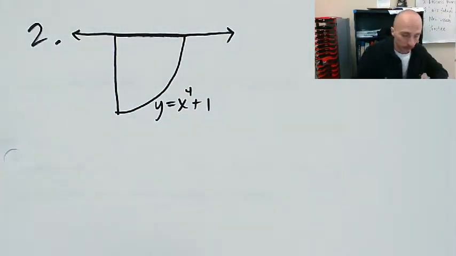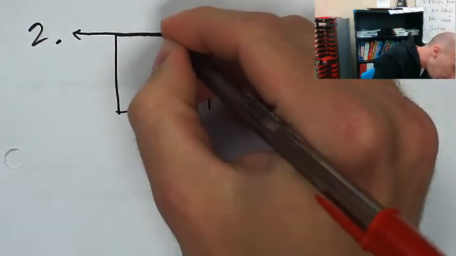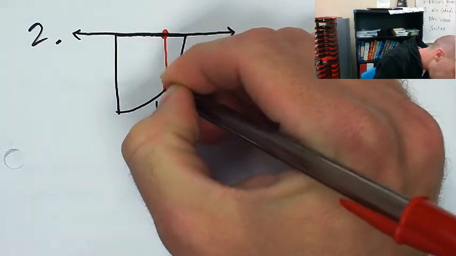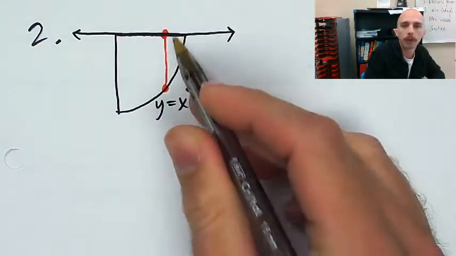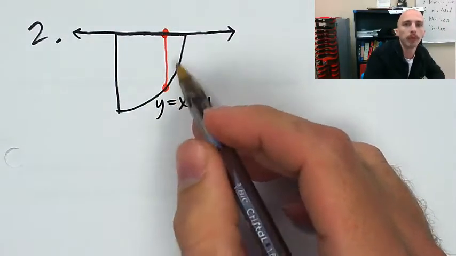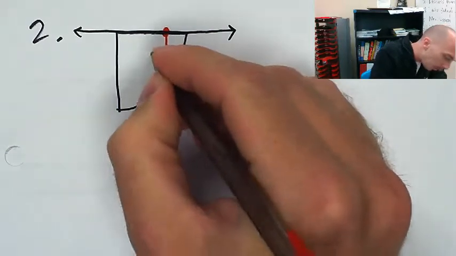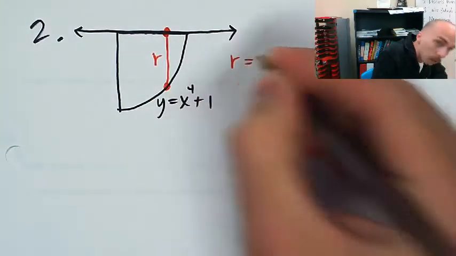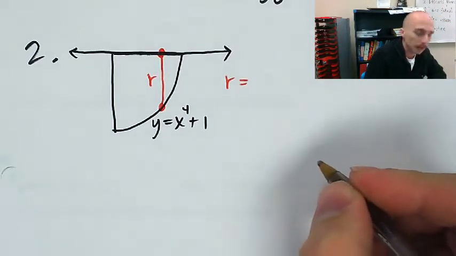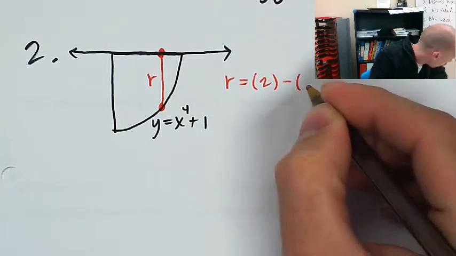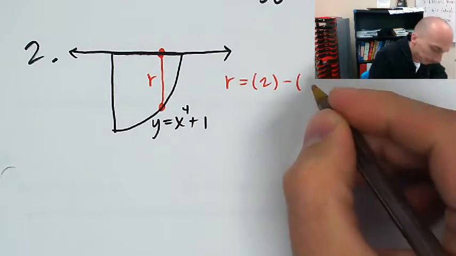Since this is a disk scenario, I'm going to need to draw in my radius. Start at the axis and reach all the way to the far edge of the region that you're rotating around that axis, and I'll label our r there. r is going to equal top minus bottom. On top I've got y equals 2, and on bottom I've got y equals x to the 4th plus 1.